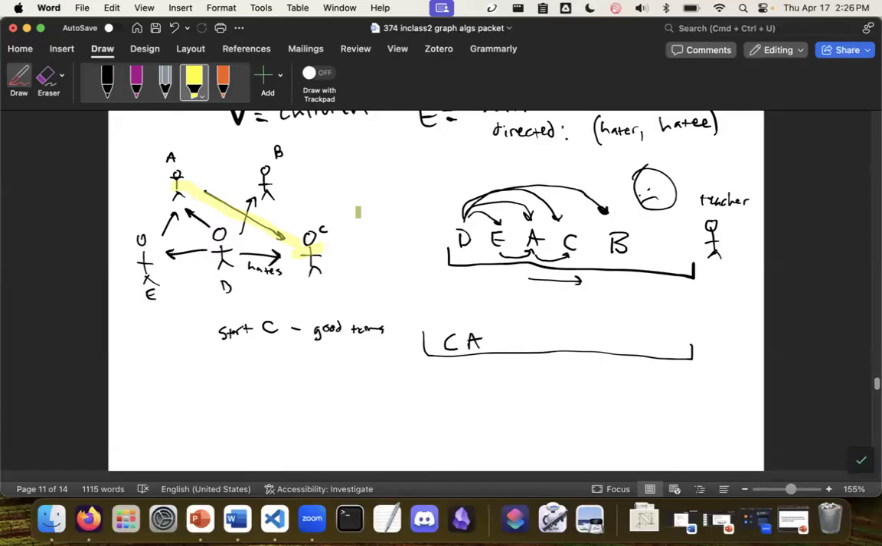Repeat. So we look at who hates A, which is E and D. E has a lower out degree, so maybe we choose E. And then we look at who hates E, and then we get just D. And so by our rule, we put D here, and then what? Yeah, that's correct.